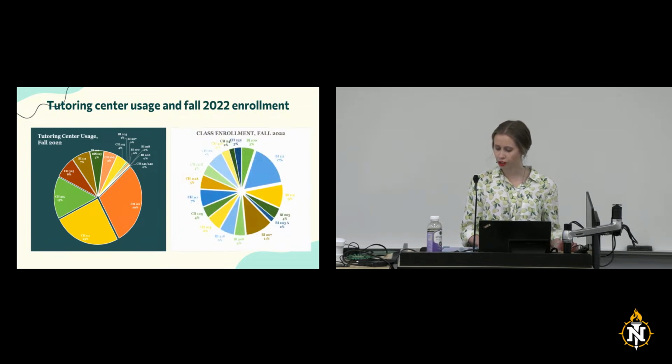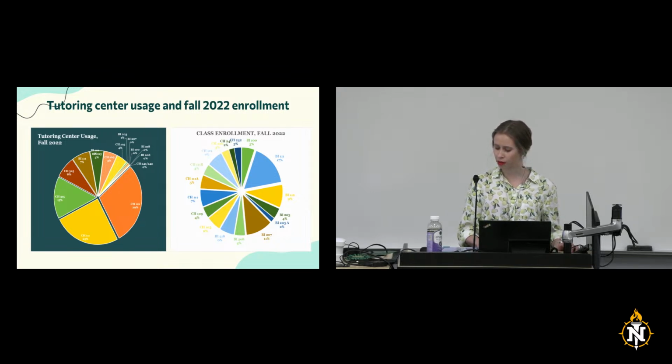Comparing tutoring center usage to class enrollment in 2022 shows a huge discrepancy. We see a fairly homogeneous distribution of class enrollment on the right, with chemistry courses composing 41% of enrollment and biology courses composing 59% of enrollment in courses analyzed. We can see from these pie charts that tutoring center enrollment does not trend with class enrollment, with chemistry courses in general taking up a much larger proportion of tutoring center usage than enrollment.